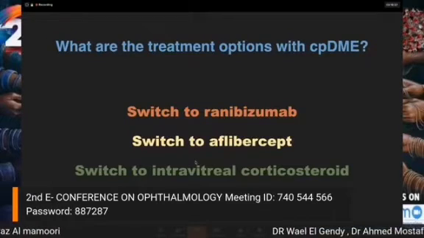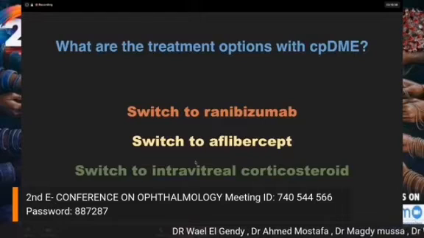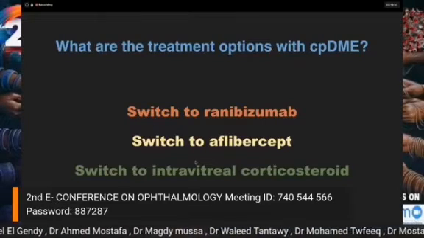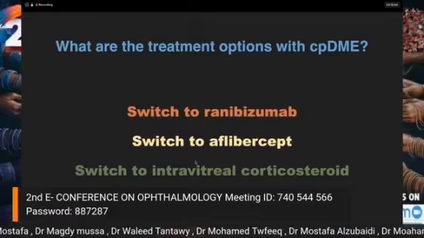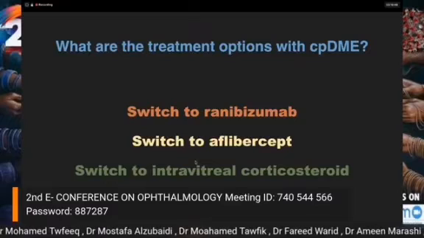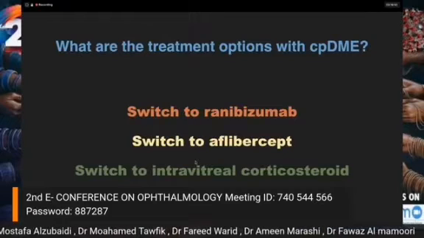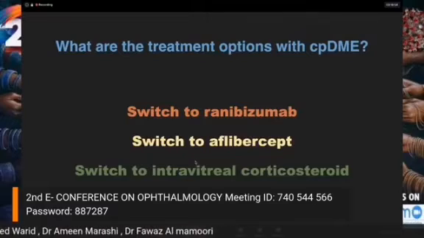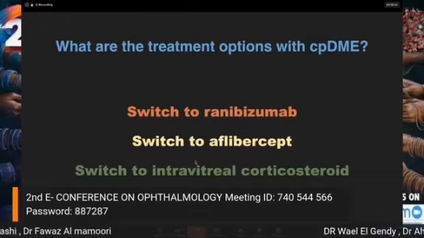So, Mohammed, what are the treatment options for chronic persistent diabetic macular edema? Do you switch to ranibizumab as you start with bevacizumab, right? Yes, Avastin. We start with bevacizumab, Mohammed? Yes, I start with Avastin. So will we switch to ranibizumab, or switch to aflibercept, or switch to the intravitreal corticosteroid? What do you do? What did you do?